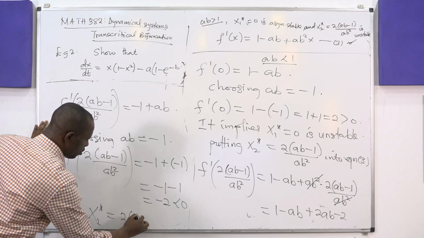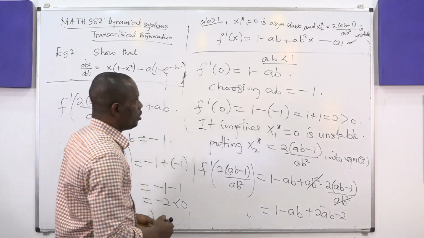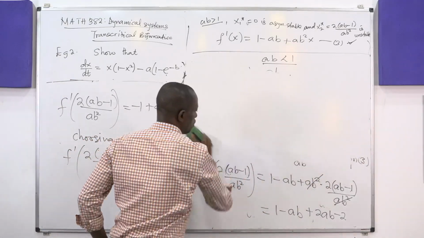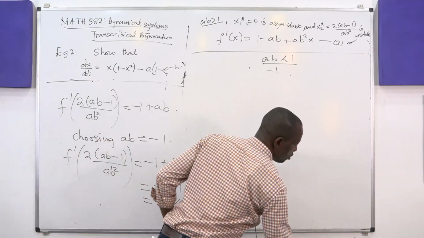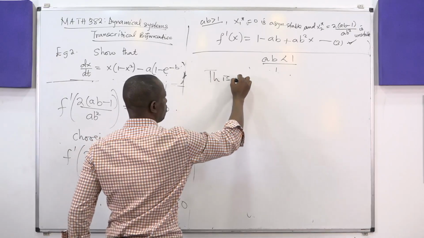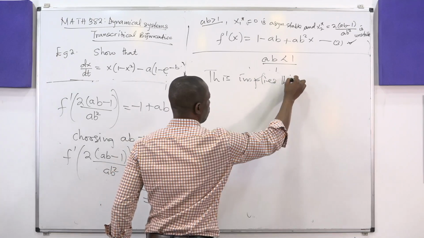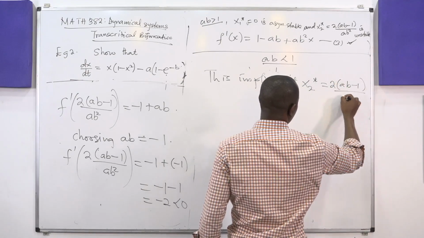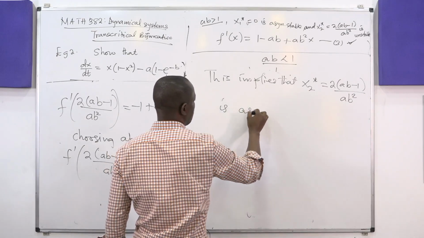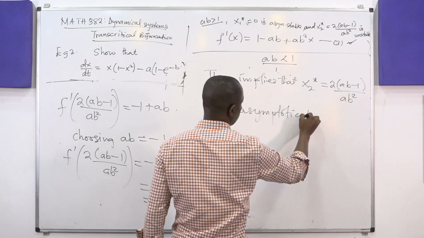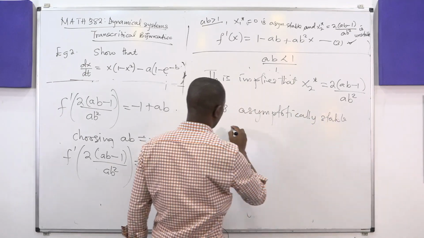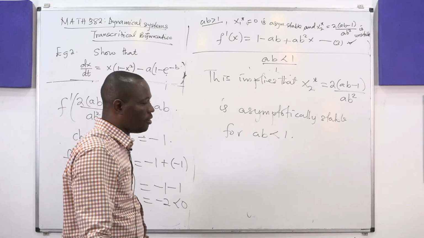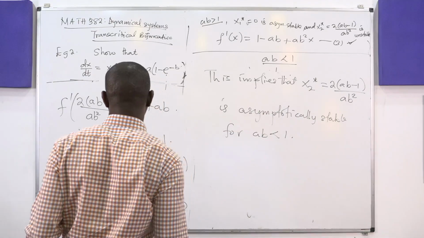2AB minus 1 over AB squared. Let me even conclude it here. It is asymptotically stable for AB less than 1. Now exchange your stability. Is that okay? Exchange your stability. So we can summarize our results.